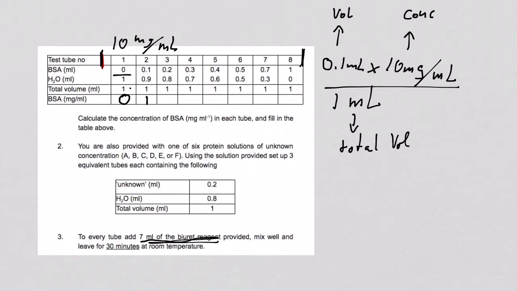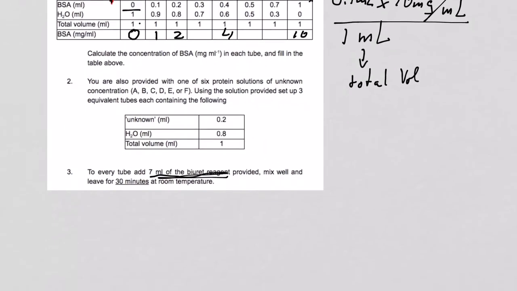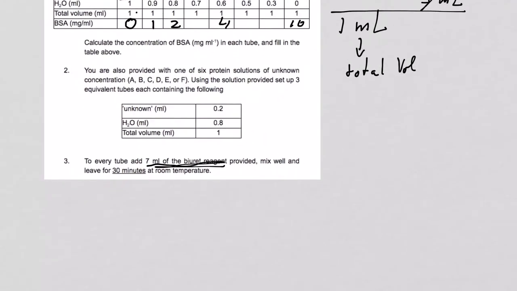Tube 3, how much have you got in there? 2. Tube 5. Tube 8. 10. Okay, so the rest you can do yourself. Are you happy with that?